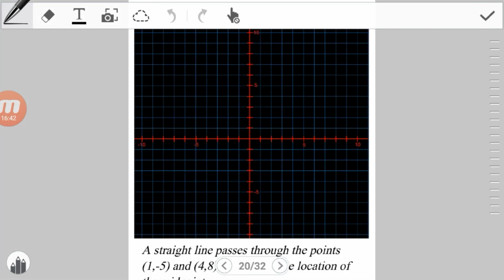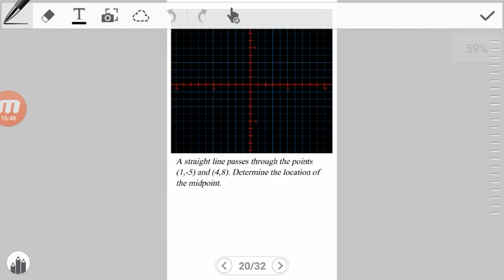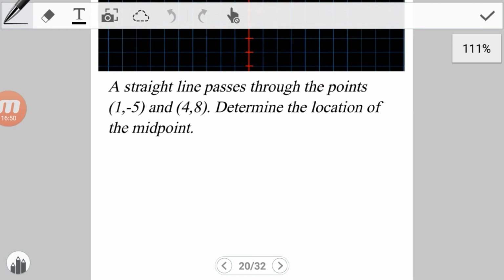Okay, so here are some examples, and we're going to demonstrate not only by calculation, but also on a graph. So example number 1 here: a straight line passes through the points (1, -5) and (4, 8). We are to determine the location of the midpoint.